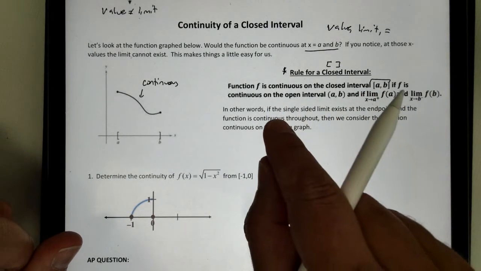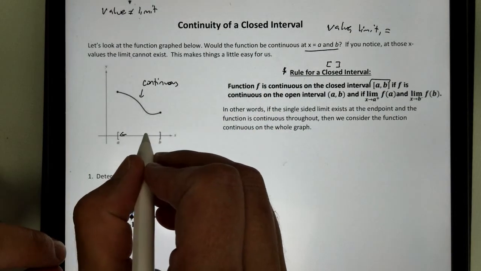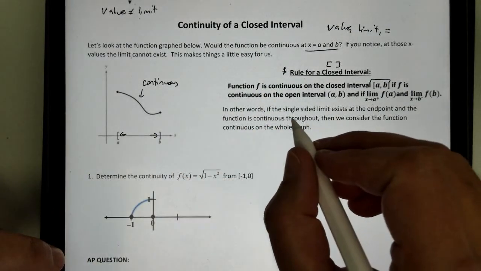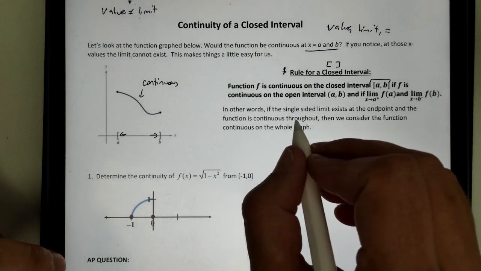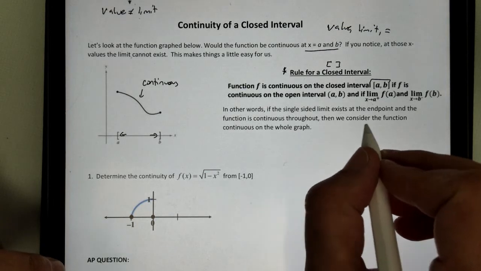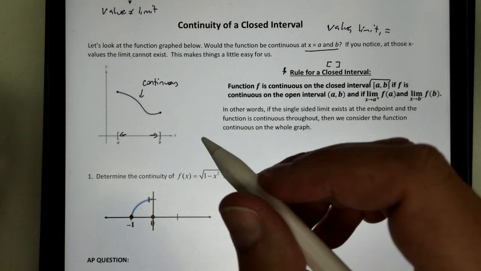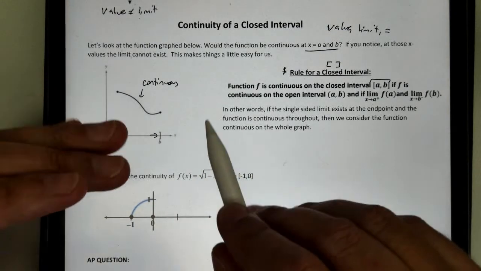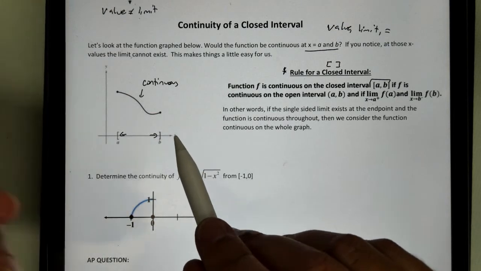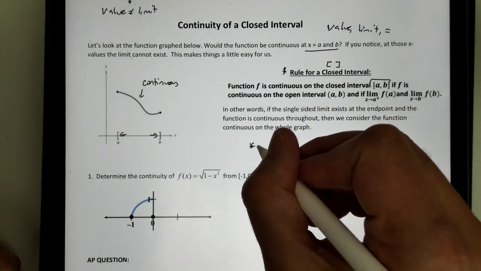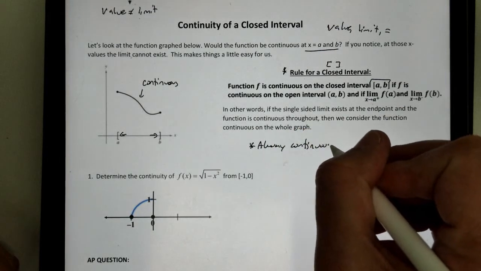In other words, if the single-sided limit, if I'm approaching from the right or from the left, exists at the endpoint and the function is continuous throughout, then we consider the function continuous on the whole graph. So it's kind of like a rule that says, listen, we have to deal with endpoints anyways, so we're just going to say we're always continuous at an endpoint. That's what that says. We are always continuous at an endpoint.